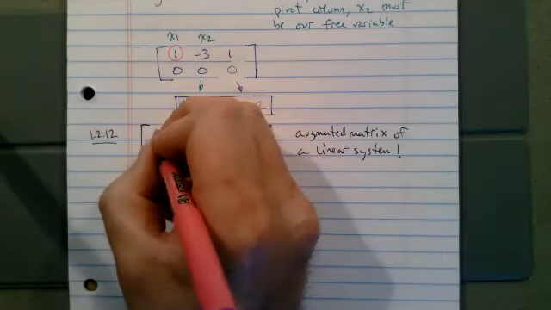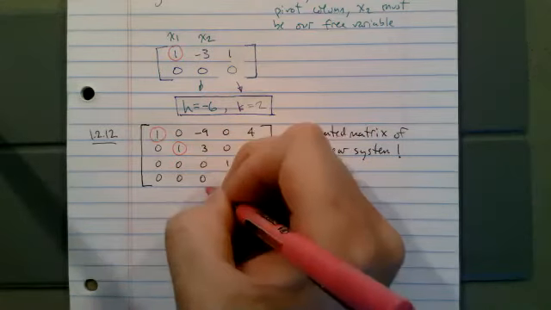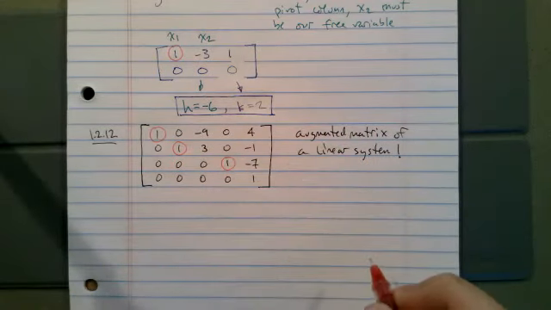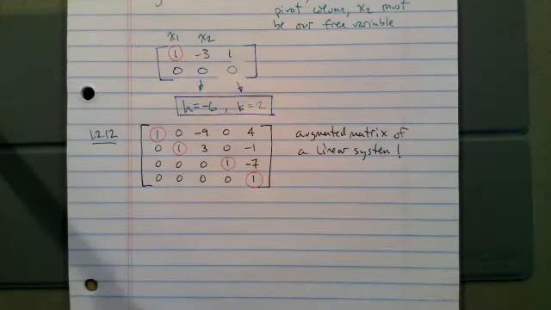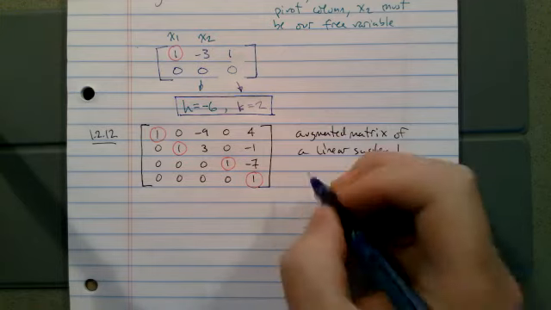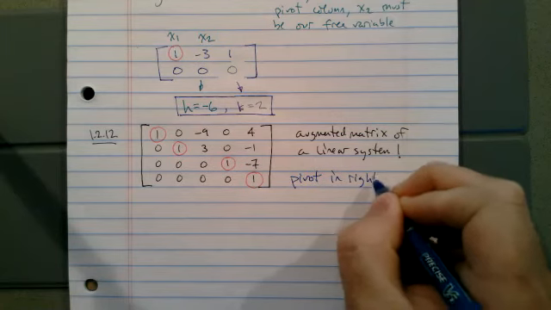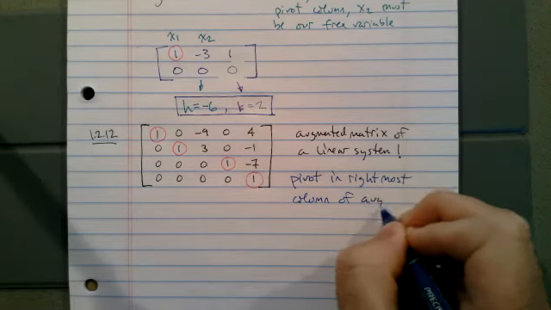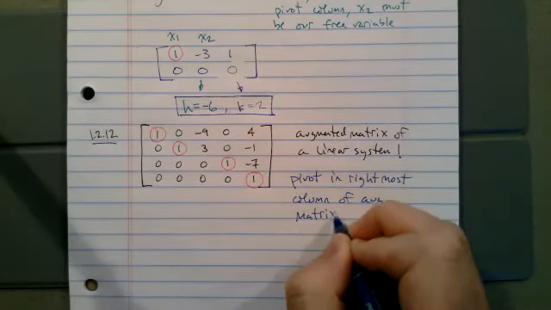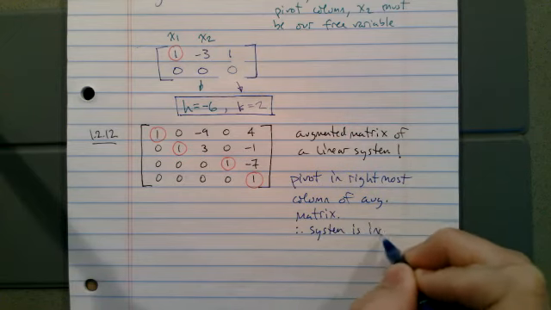So we know there's a pivot in the first row, first column, second row, second column, no pivot in the third column, a pivot in the third row, fourth column, and a pivot in the fourth row, fifth column. So there's a pivot in the rightmost column of the augmented matrix. Therefore, the system is inconsistent.